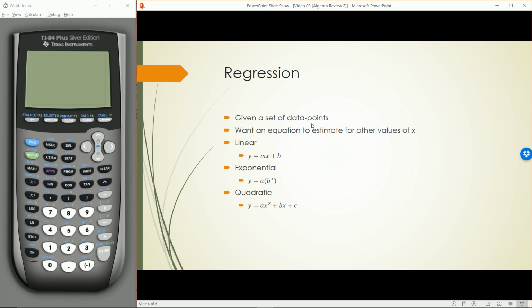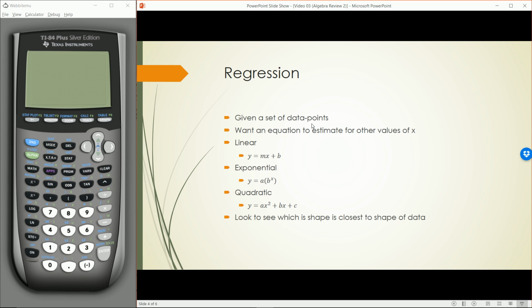Another form is quadratic, where we'll have y equals ax squared plus bx plus c. Now, how do you determine which of these to use?